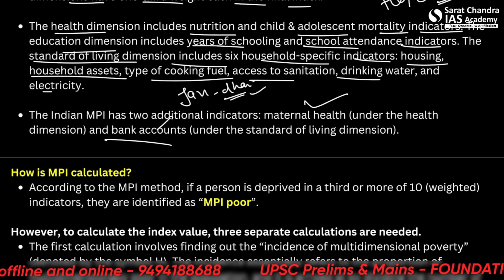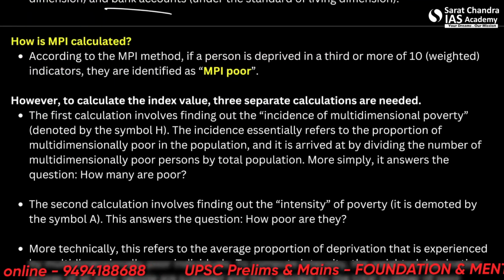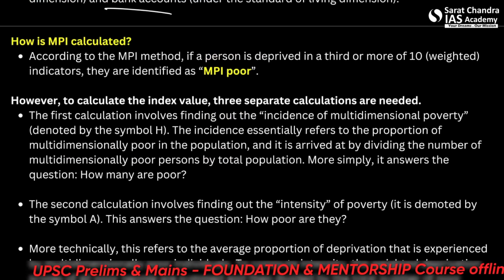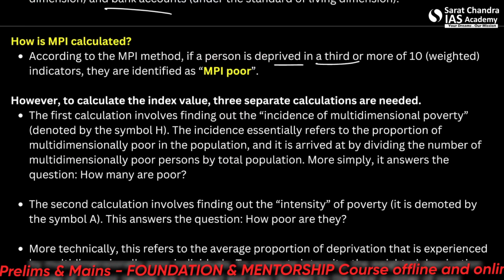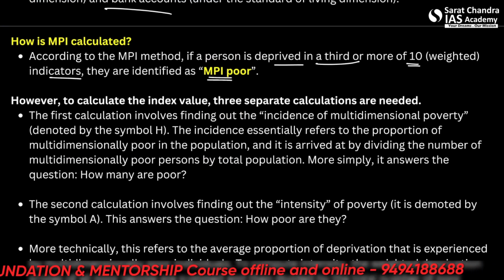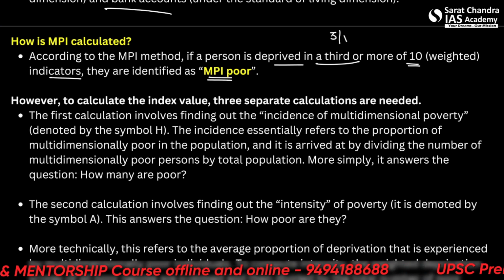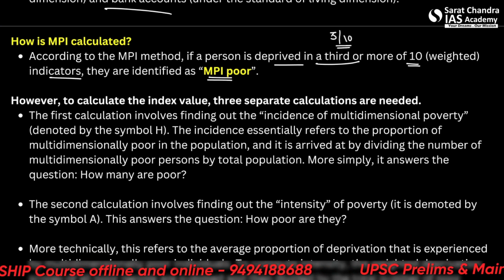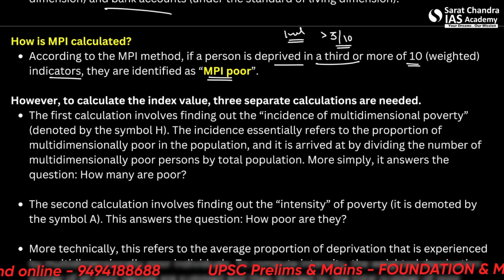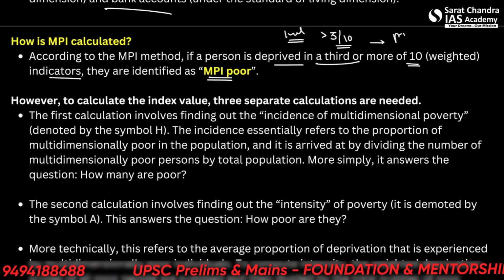Now let's talk about how MPI is calculated. According to the MPI method, if a person is deprived in a third or more of the 10 weighted indicators, they are identified as MPI poor. So if they are poor in 3 out of 10 or more than 3 out of 10 indicators, they are considered poor, and then overall they will be considered MPI poor.